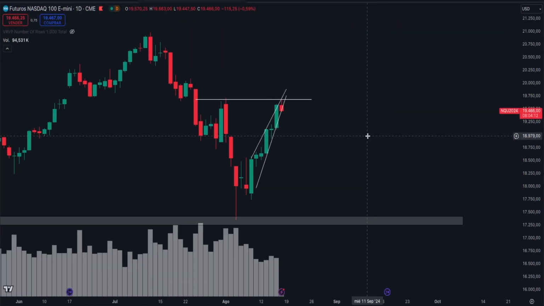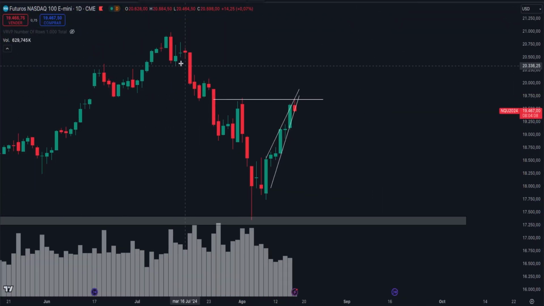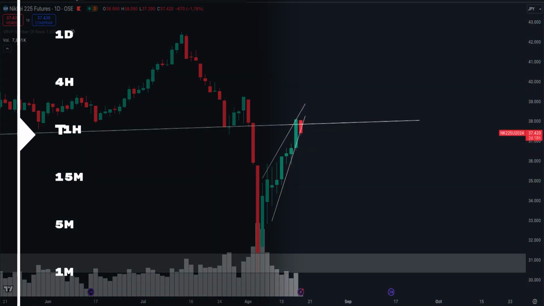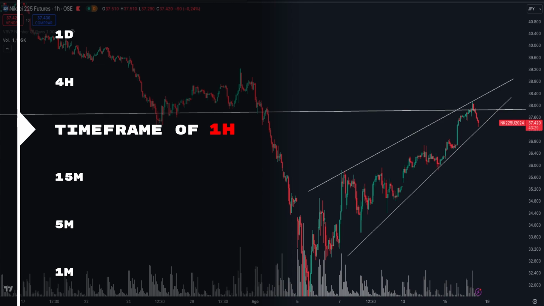Something very similar is happening on the Nasdaq chart in the American Tech Index, where after a significant price drop and a rapid recovery, you can see how they've reached a key level. Just look at how the price is interacting with this area, and notice how it's now at those key levels, reacting as expected.